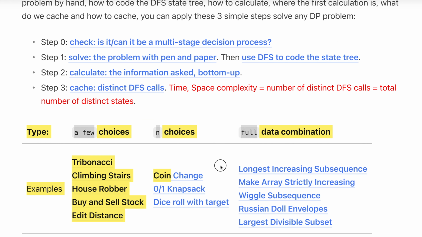For the next 7 tutorials, we're gonna see how we can apply this process to solve a lot of dynamic programming problems. That is all for today's tutorial.